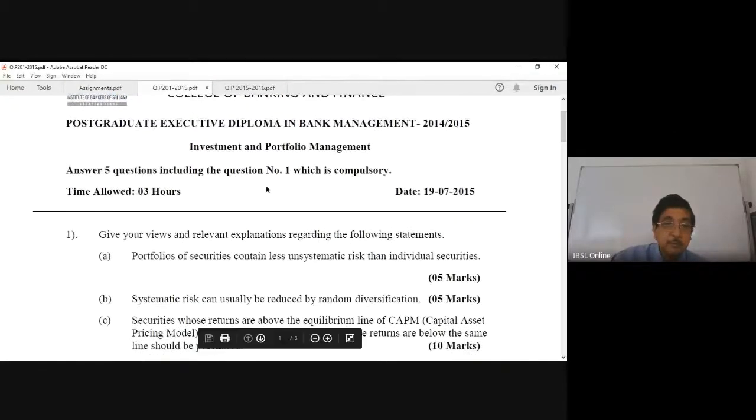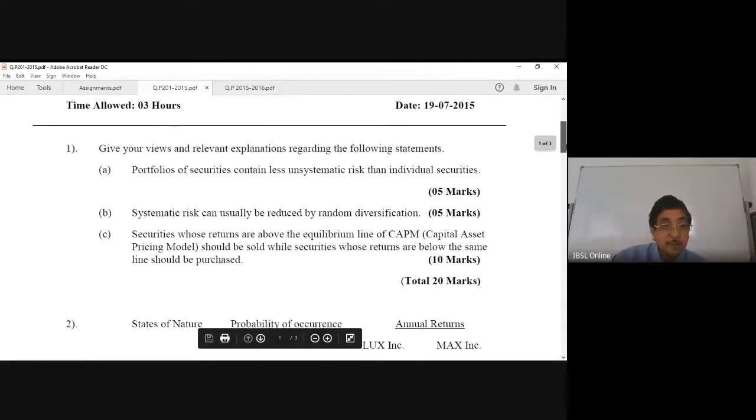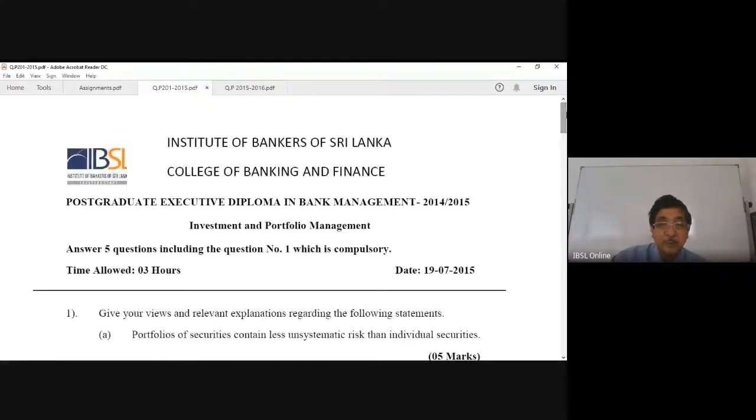Now here, this is a little older paper, 2014-15. So you answer 5 questions, including question number 1, which is compulsory. Question number 1 is a compulsory question. But even though it is compulsory, there's no mention of any minimum marks you should get.